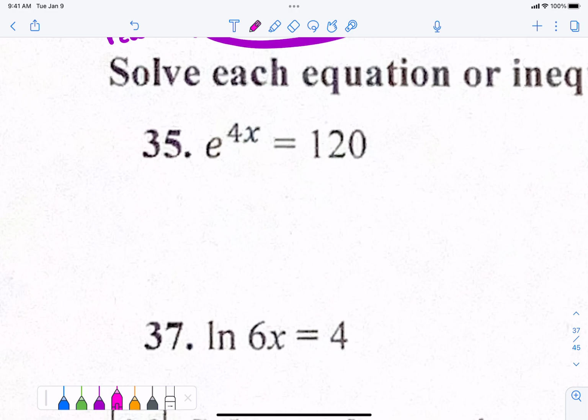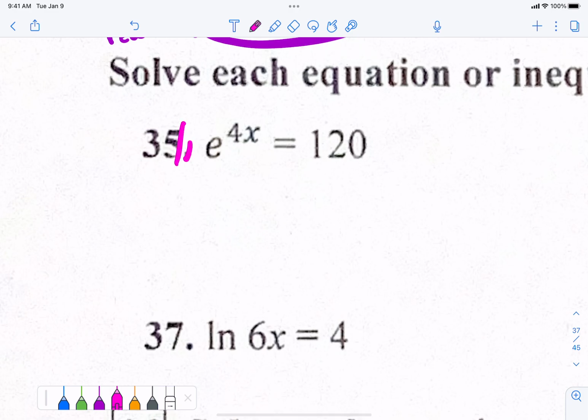35. How are we gonna solve that? We gotta solve for x. X is up here. How do we do that? ln of 120. Yeah, ln. Okay, so here's your options. What you can do is you can switch it to log e and ln and all that stuff, or you can ln both sides. They're equivalent to each other.